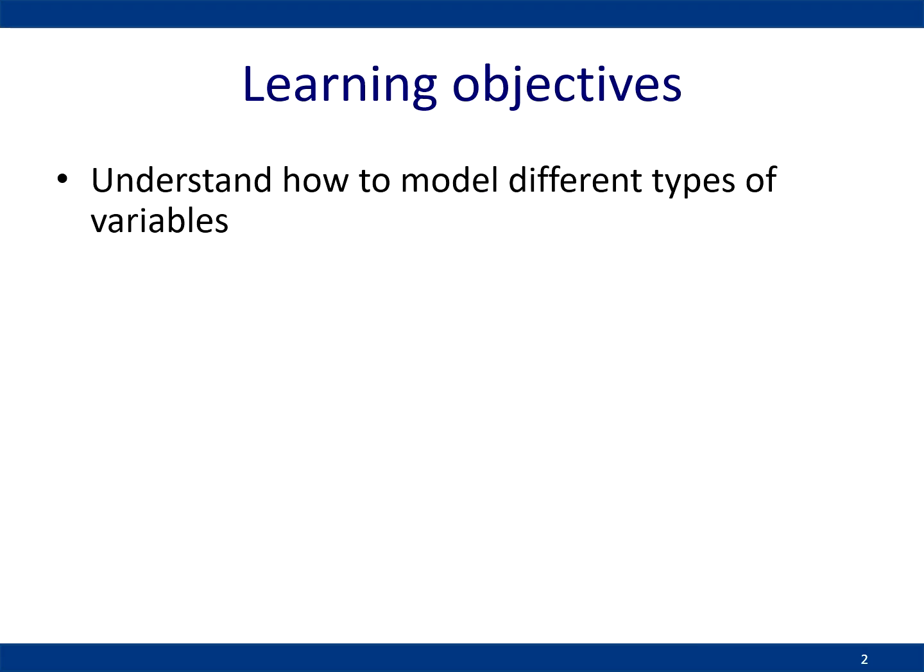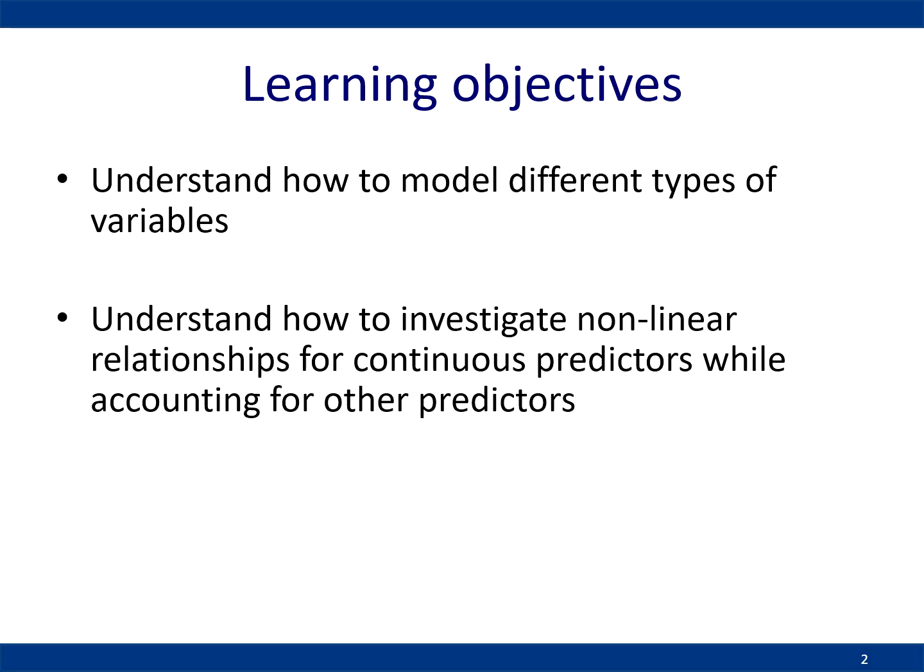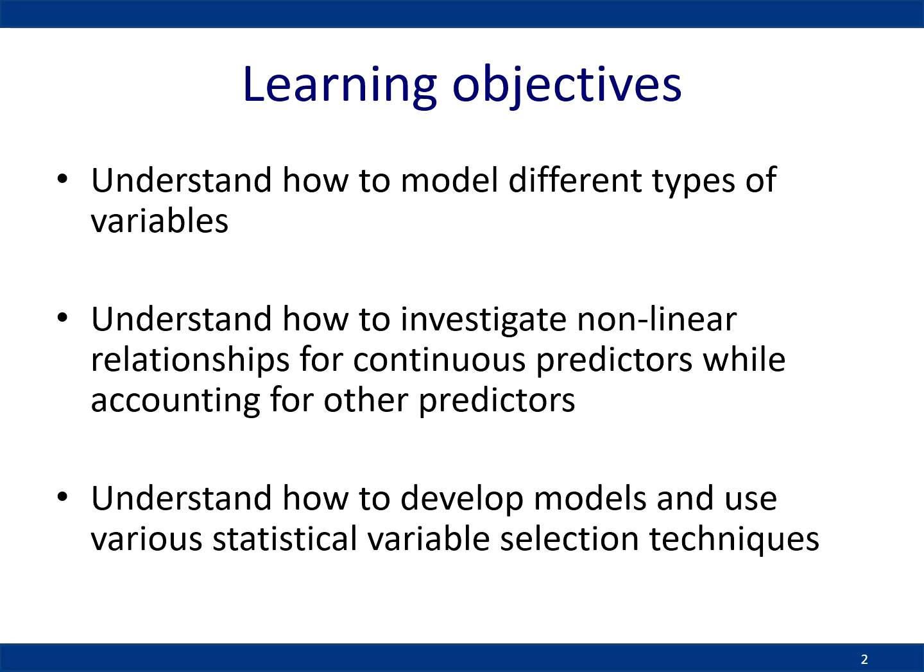The learning objectives for this session are for you to be able to understand how we can model different types of predictors, including binary, categorical and continuous variables. We will look at how you can model continuous predictors non-linearly, particularly in a multivariable model accounting for other predictors. And we will look at ways to perform variable selection using statistical methods.